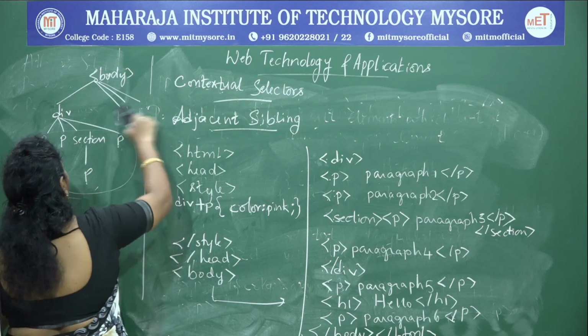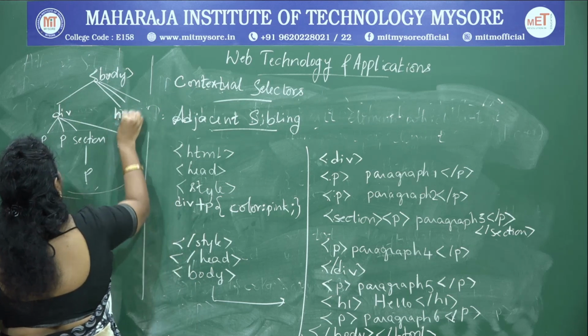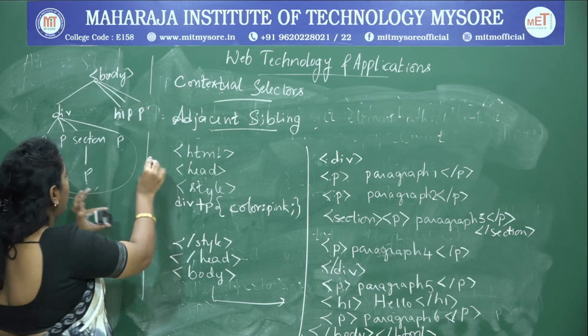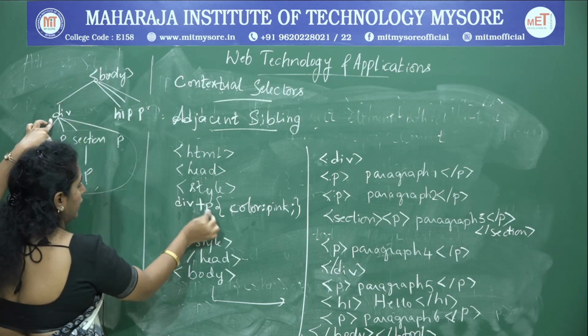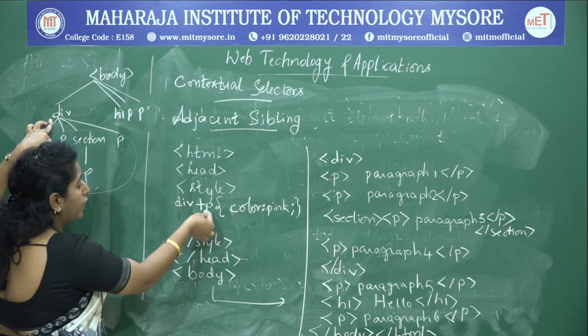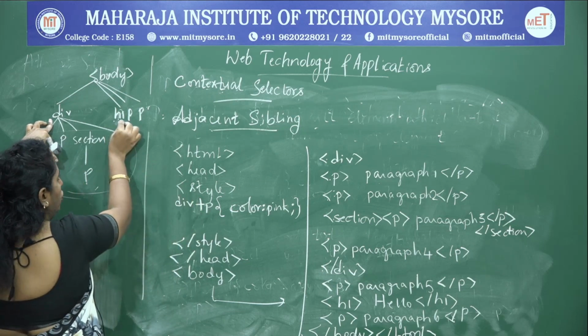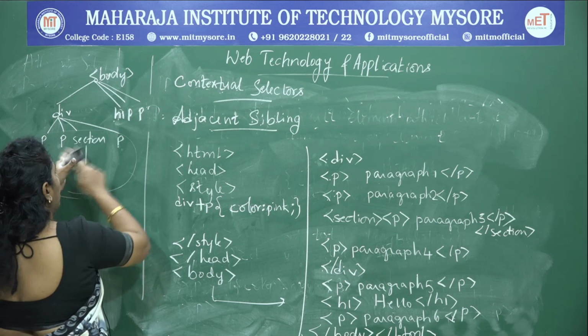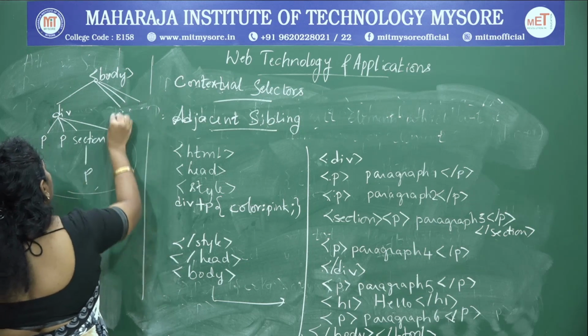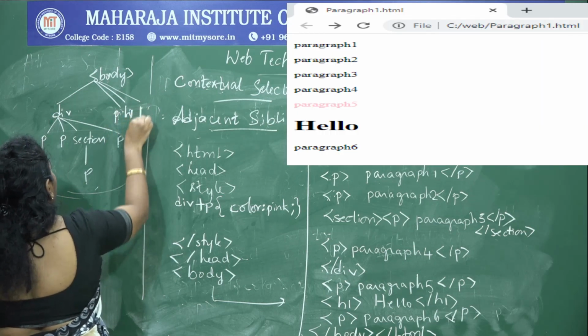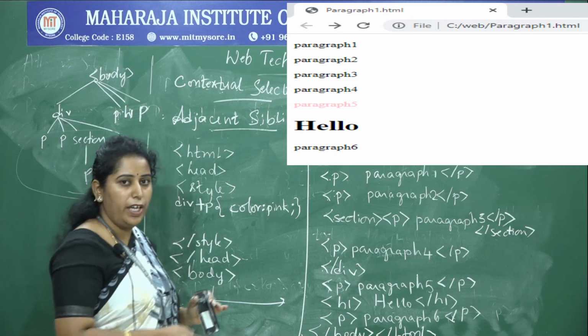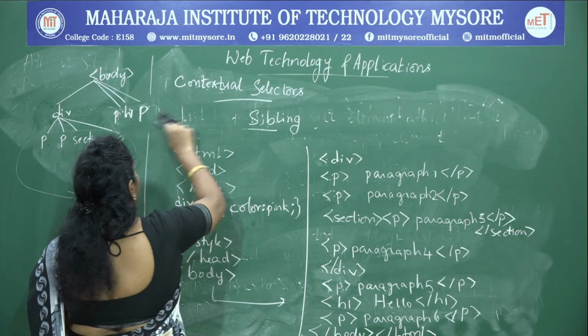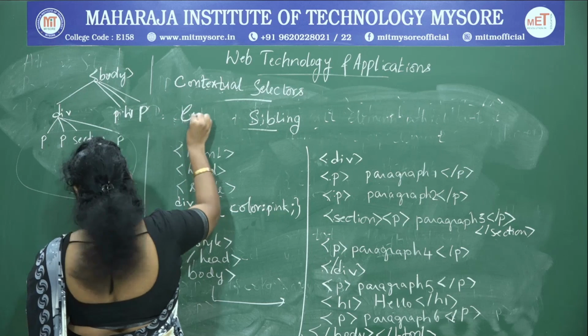In case, assume you have it like this: H1, P, P. If it is the case, for div, a next adjacent sibling is going to match with P only. Even though I have H1, it searches for the next P and this will be reflected. Okay, in our example, the tree is in this form. Don't get confused. Okay, so next one is general sibling.